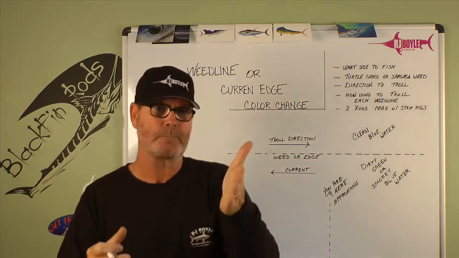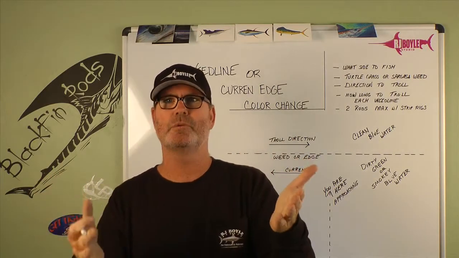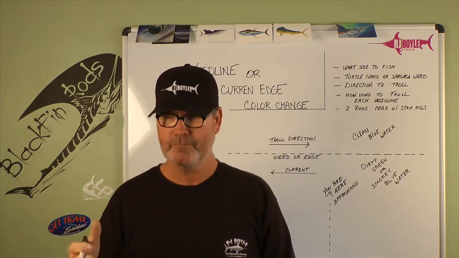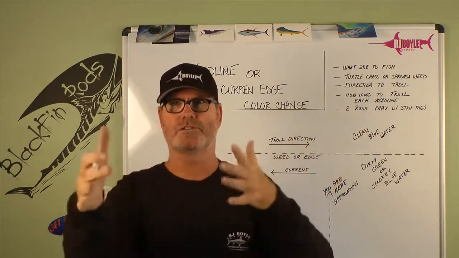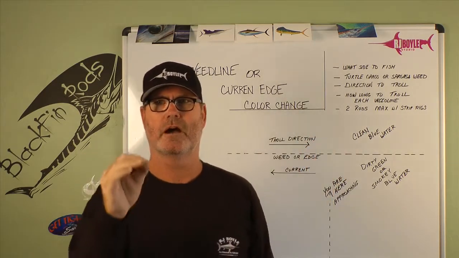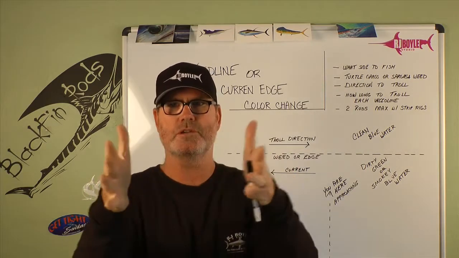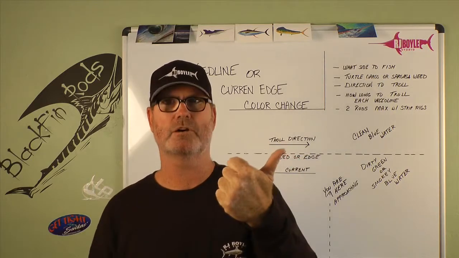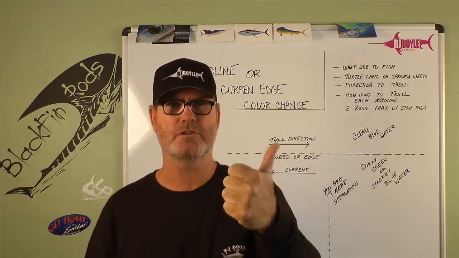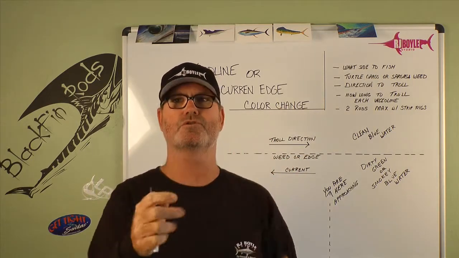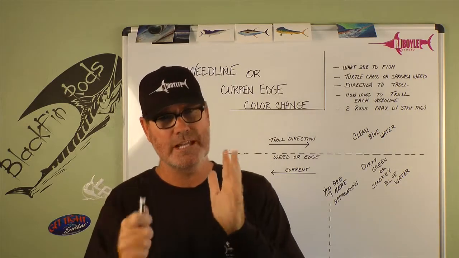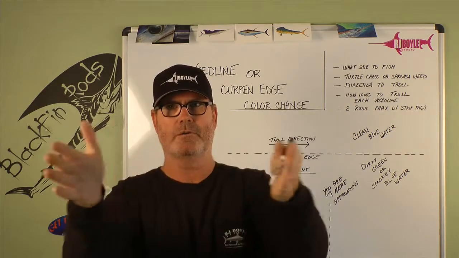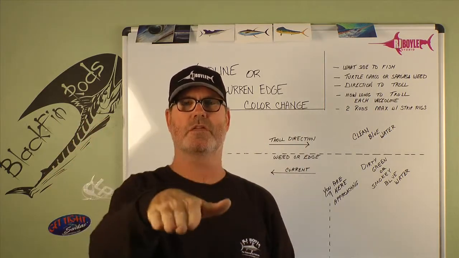Sometimes you're even able to generate more fish off of a current edge. Now, the simplest current edge is green water on one side and blue on the other. We're going to get into what side you should troll, but understanding that edge, where those two pieces of water come together, that's probably going to be a current change, a temperature change, and at times that's where your food source is.